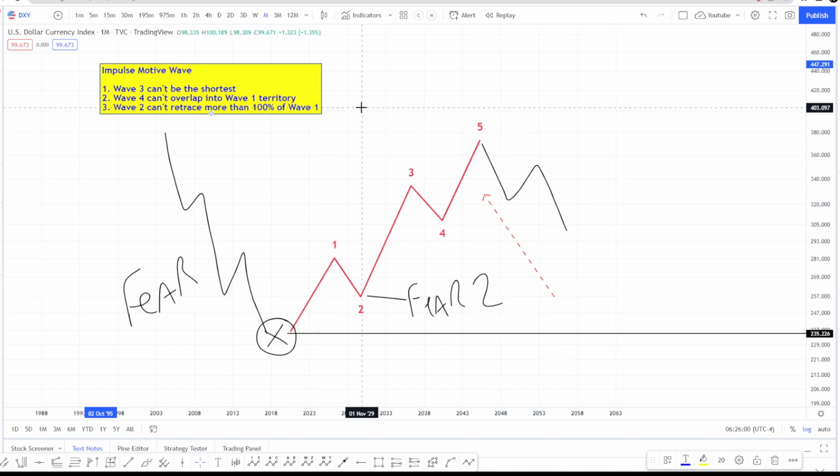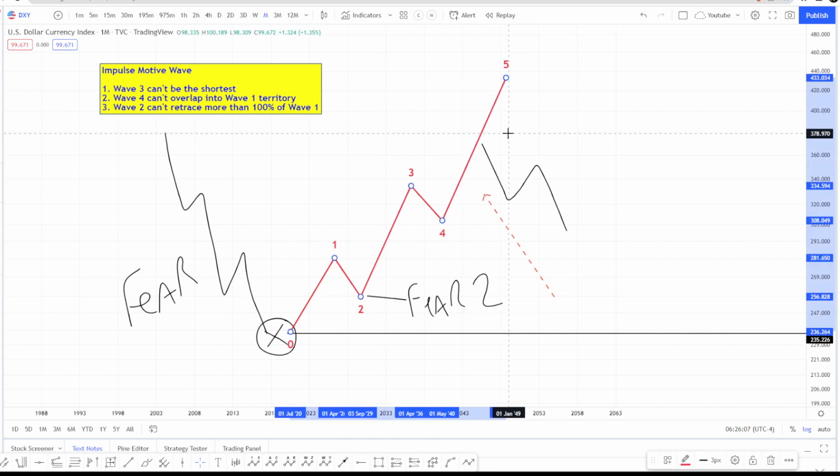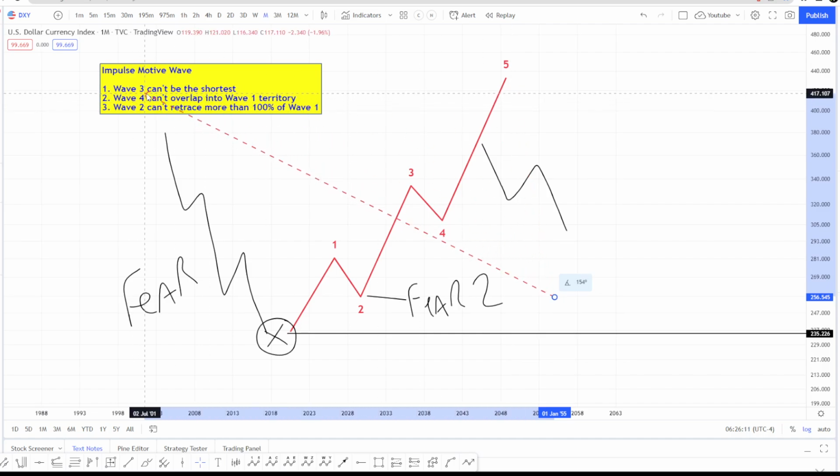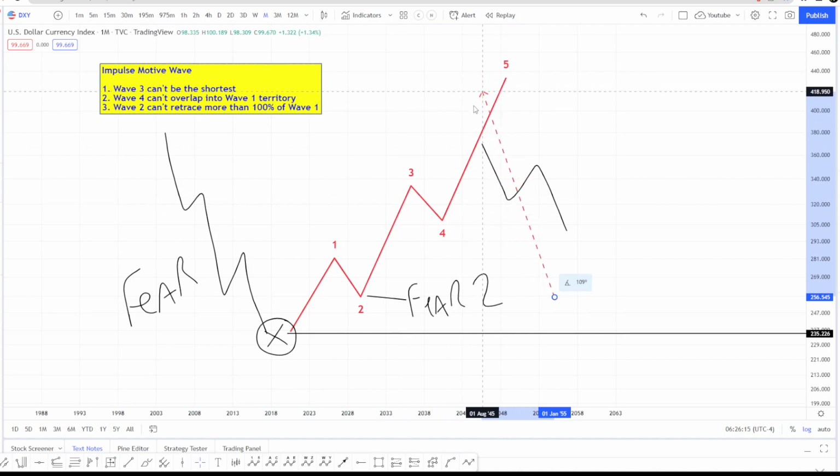It is important to note in Bitcoin, altcoins, commodities, often you get an extended wave 5, something like this. Note, we are not invalidating rule number 1. We're just saying wave 3 can't be the shortest. It doesn't have to be the longest. Here, wave 5 is the longest.